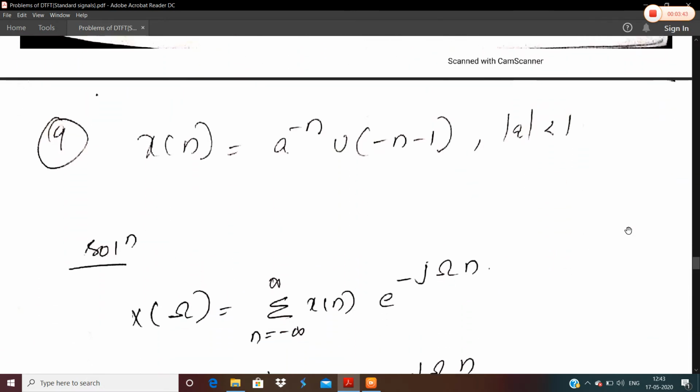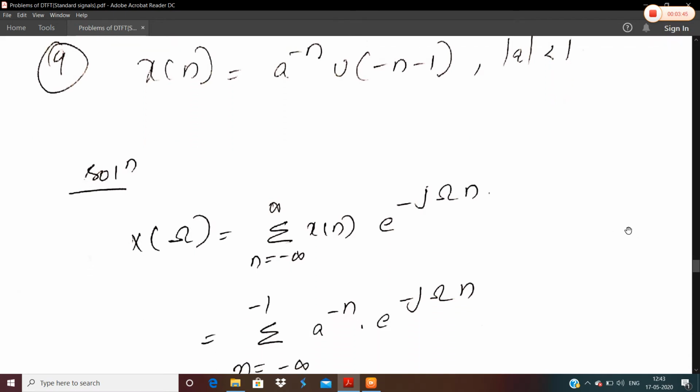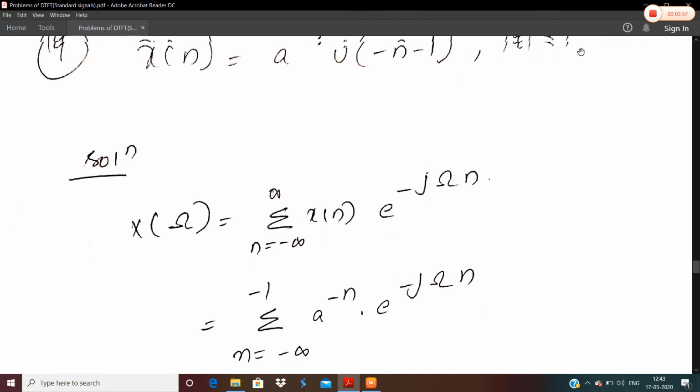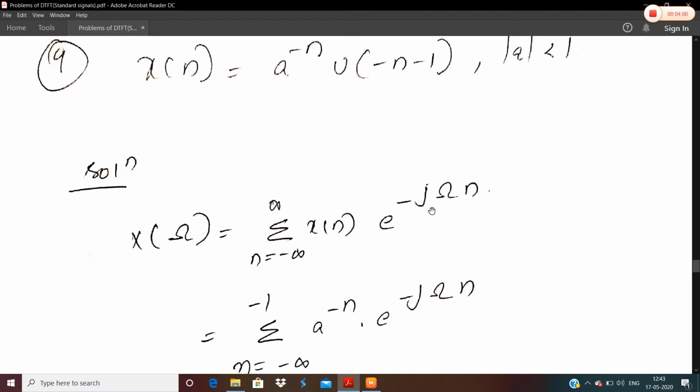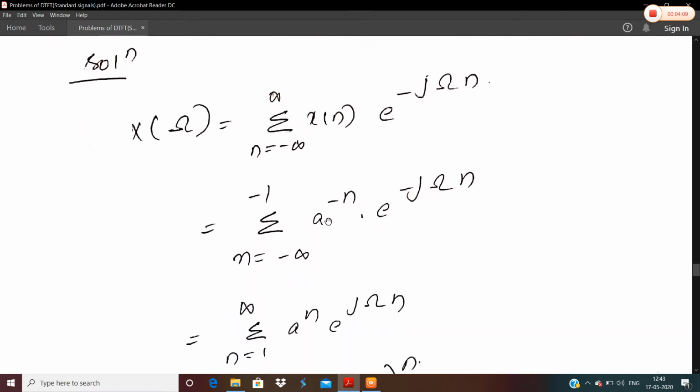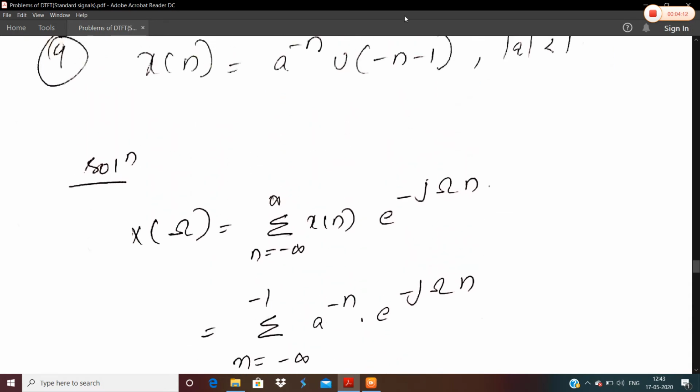Hope it's clear. The next question is, find the DTFT of x of n, given x of n is equal to a raised to minus n u of minus n minus 1, given mod a less than 1. So as the limit is u of minus n minus 1, first we will write down the formula for X of omega as sigma n is equal to minus infinity to plus infinity x of n e raised to minus j omega n. As the given u of n is of the form u of minus n minus 1, it is minus n, so it will naturally be from minus infinity to 0.